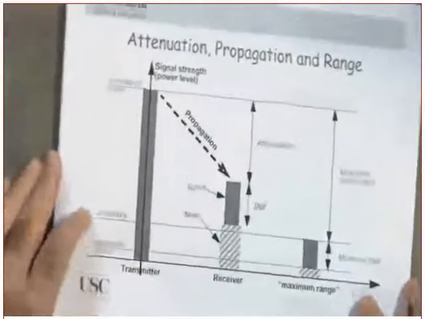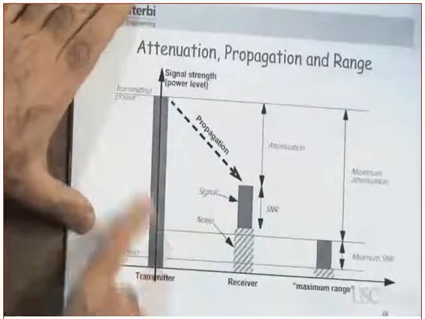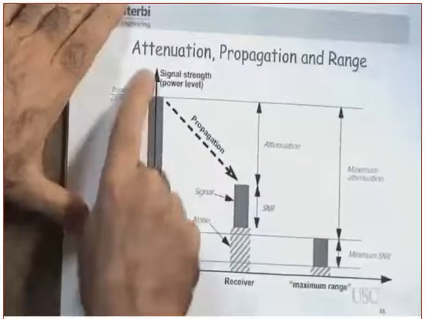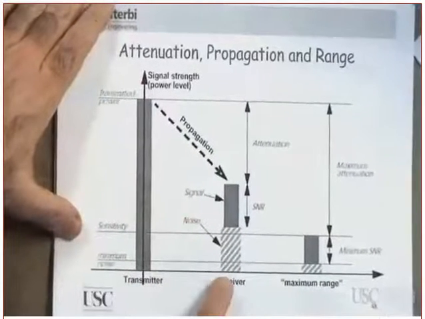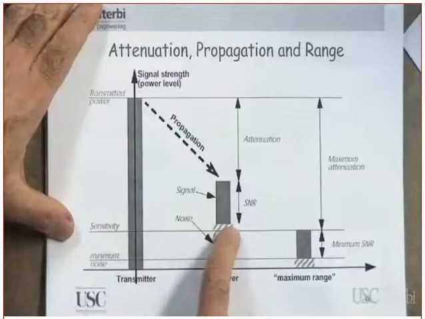I want to show you this one. This one should be before this one. I'm sorry, this one. I want you to see this. Tell me what happened here. This is attenuation and propagation. When you transmit at what power? This is the power. This is the sensitivity. Look at the noise. This is the noise. Sensitivity is just at the noise level.